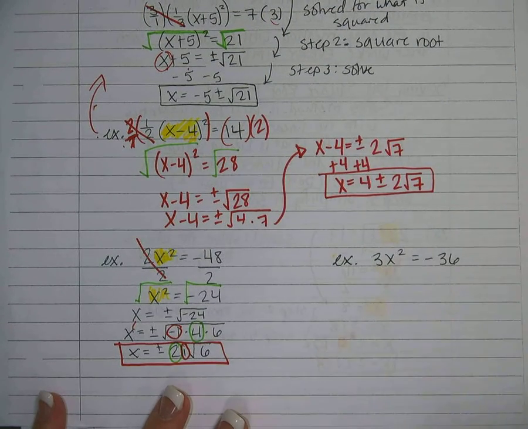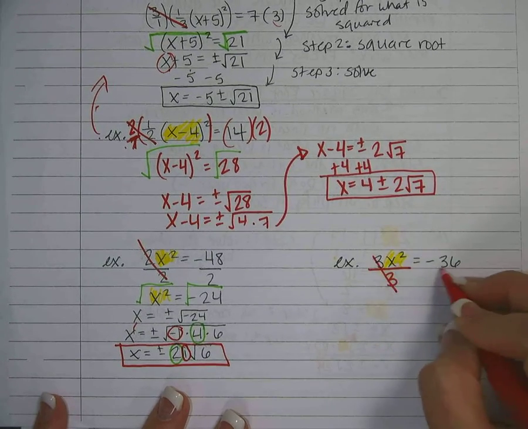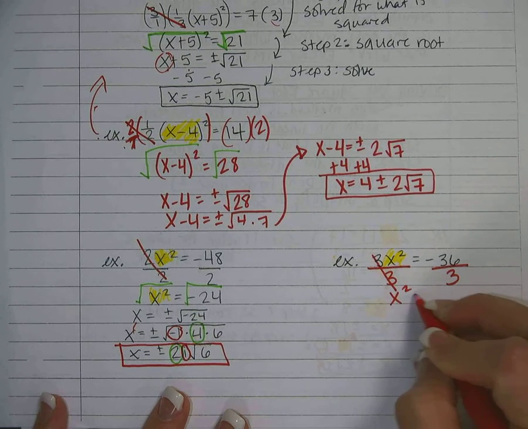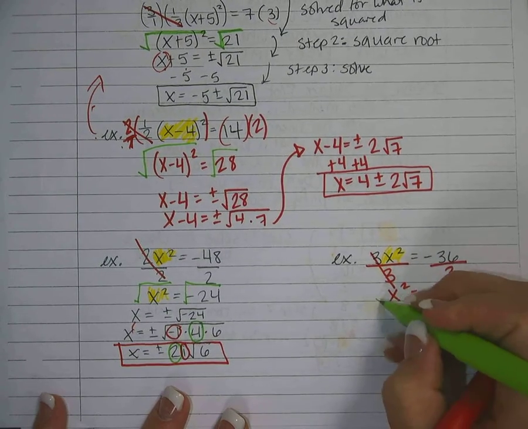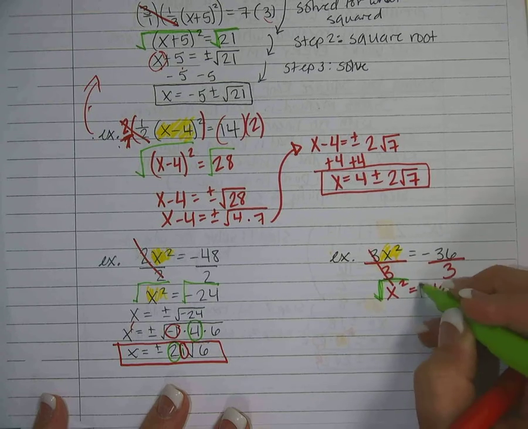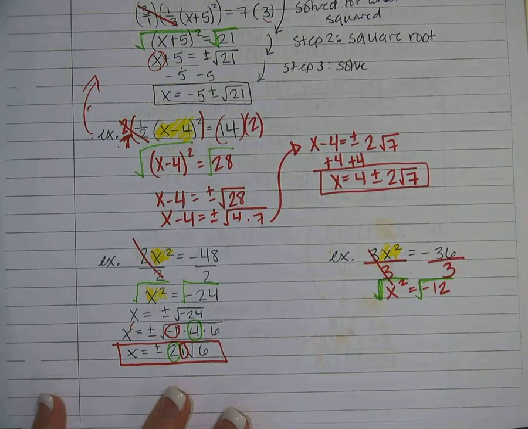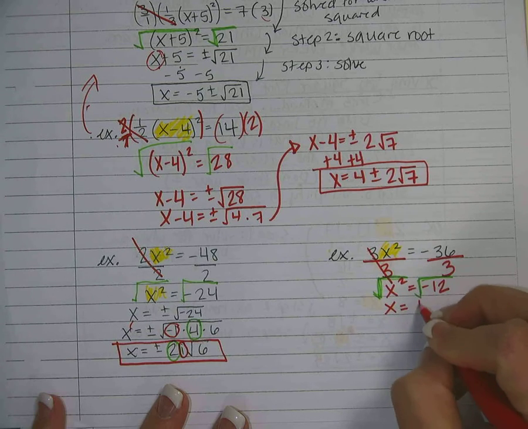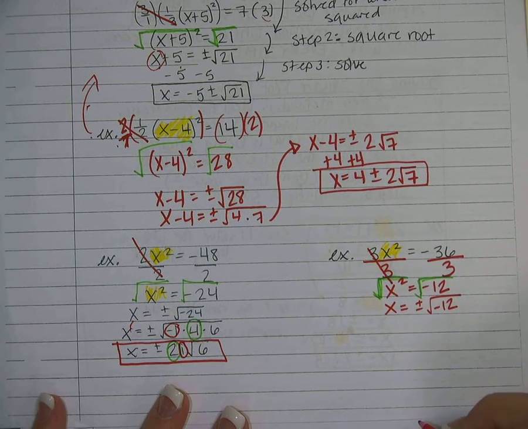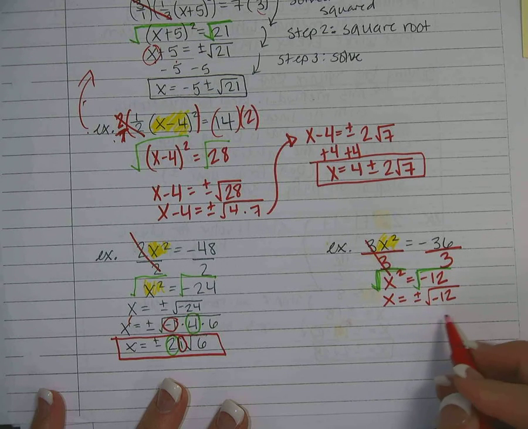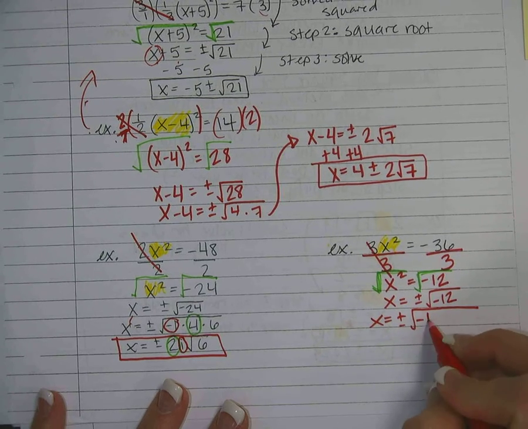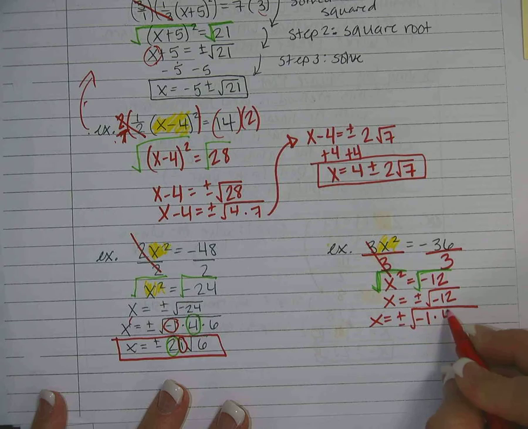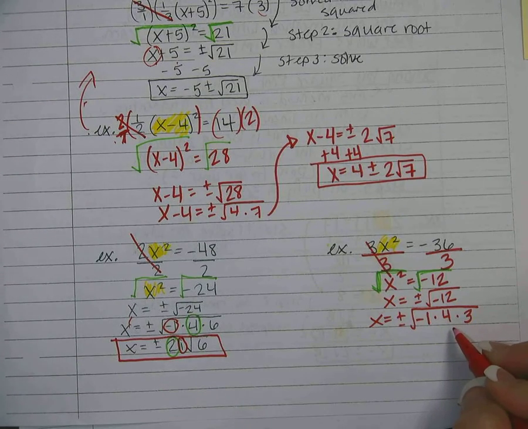Okay, so I want to solve for the x squared. I'm going to divide by 3. And I'll get x squared equals negative 12. I'm going to take the square root of both sides. And I'll get x equals plus or minus the square root of negative 12. Now I want to simplify the square root of negative 12. First I'm going to separate out my negative 1. And I did 4 and 3 because 4 is a perfect square.